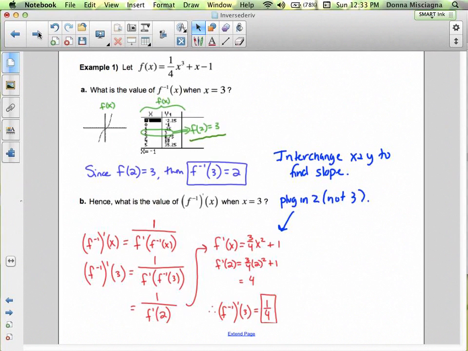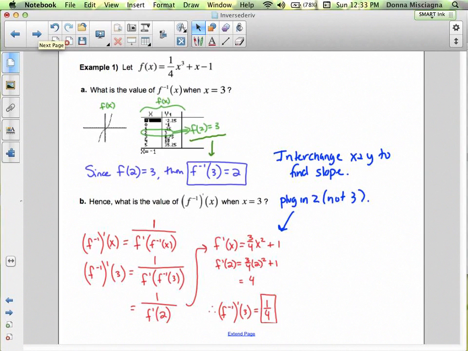Let's look at this one. This one's already done for you. What's the value of f inverse of x when x equals 3? All right, since f of 2 equals 3, then f inverse of 3 equals 2. x and y switch. So interchange x and y.